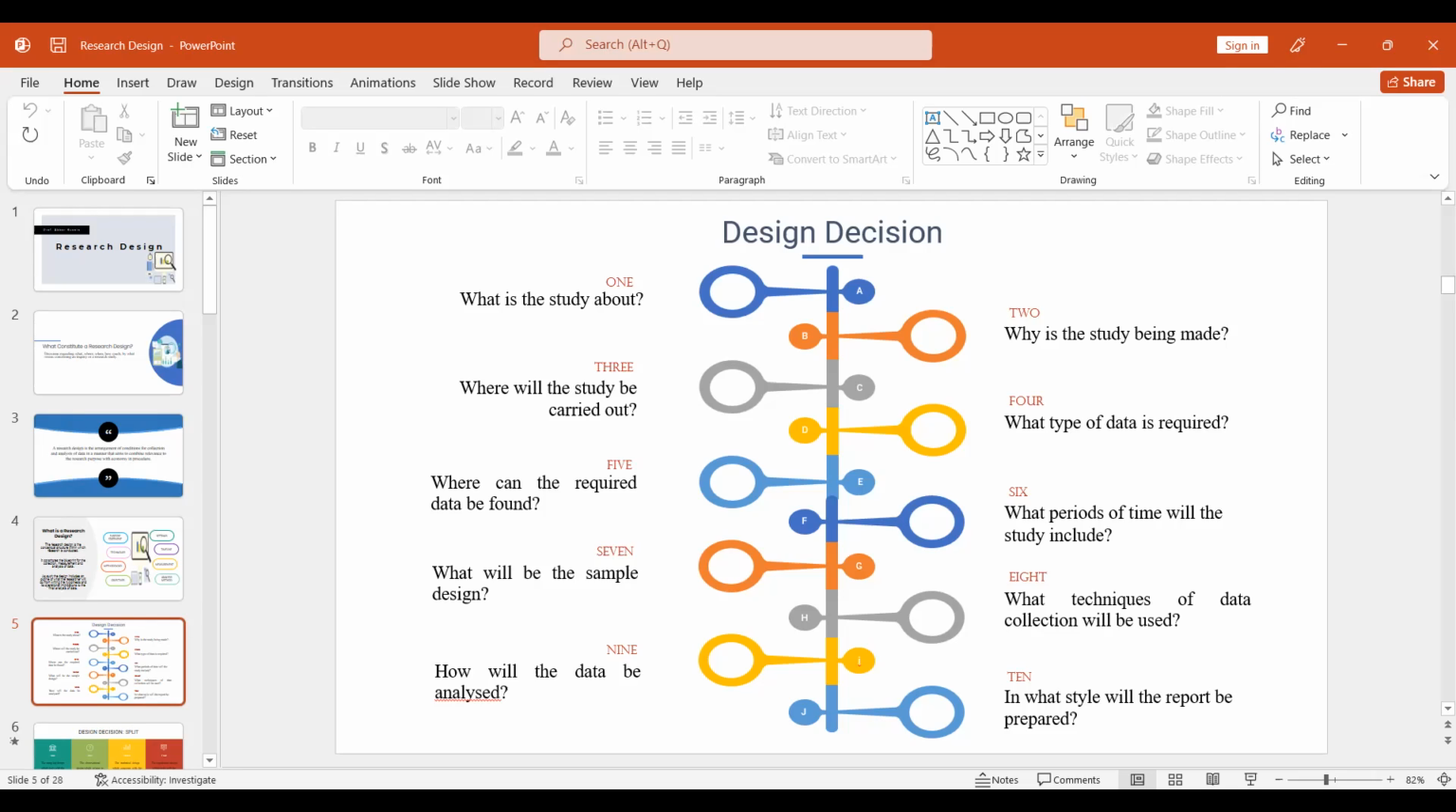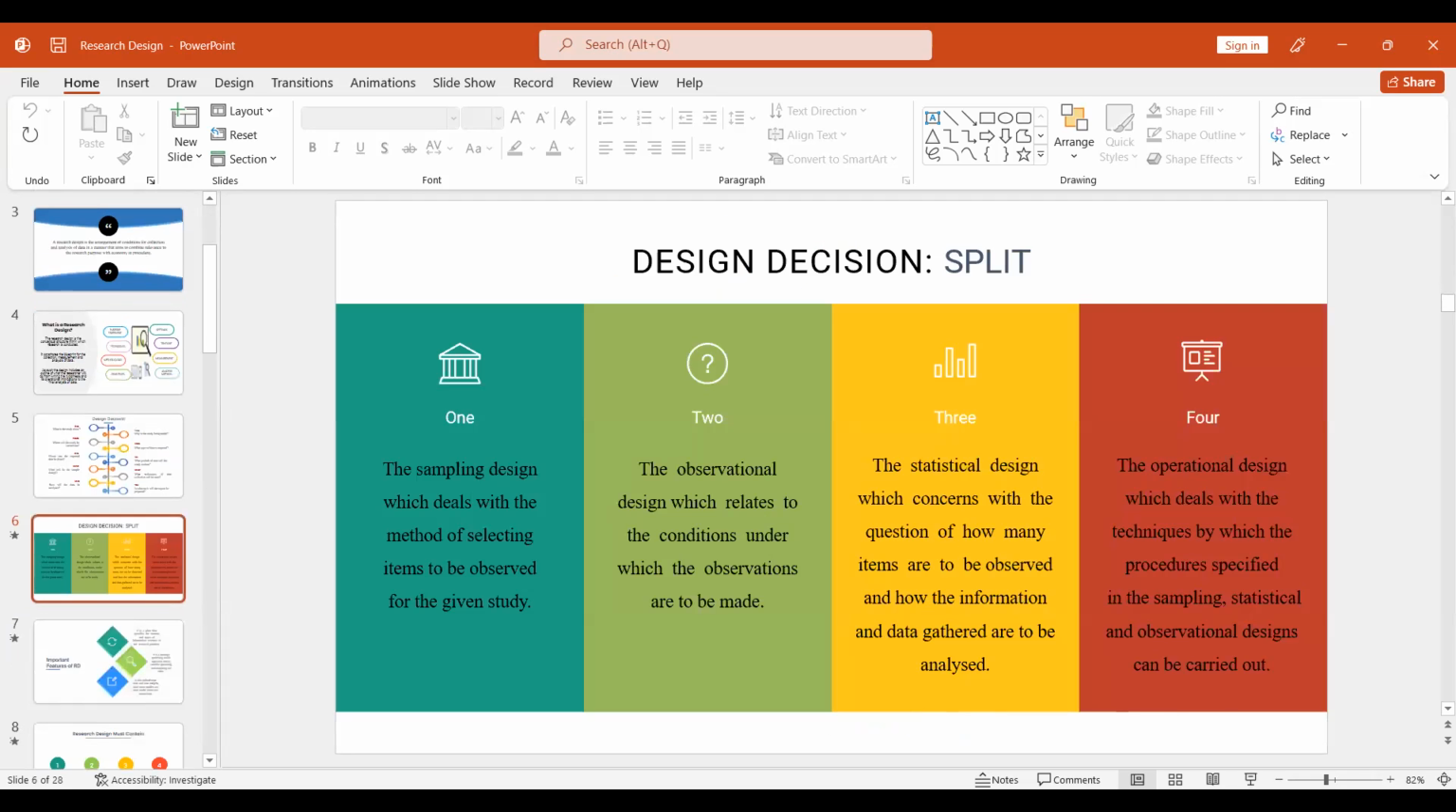And the last question is, in what style will the report be prepared? Of course, generally we prepare the report based on the qualitative approach, so the report is qualitative in nature.